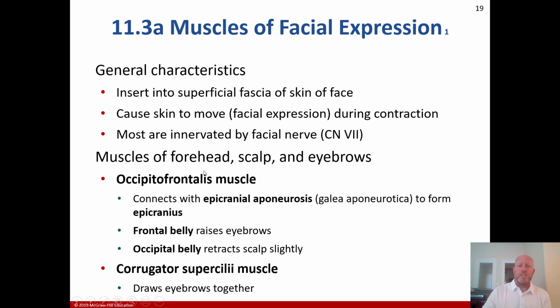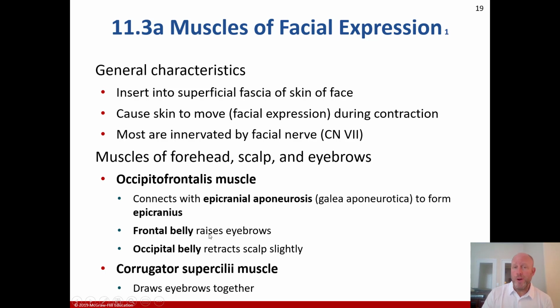So, the general characteristics of our muscles of facial expression. They insert into the superficial fascia of the skin of the face. They cause the skin to move, our facial expressions, during contraction. Most are innervated by facial nerves, and the muscles of the forehead, scalp, and eyebrows include the occipitofrontalis muscle, which connects with the epicranial aponeurosis, galea aponeurotica, to form the epicranius.